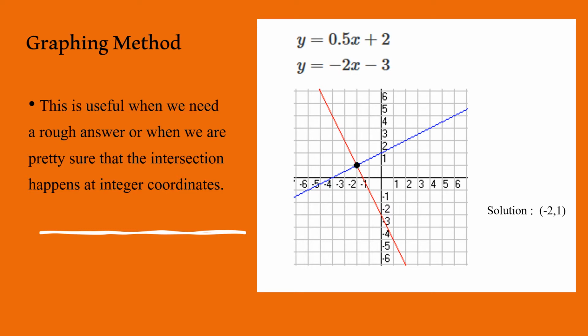So in this case, when we are trying to graph the two equations y equal to 0.5x plus 2 and y is equal to negative 2x minus 3, we have the point of intersection as negative 2, 1. This method will be useful when we know that the point of intersection is approximately going to be an integer, or if we have a graphing calculator to graph it, maybe you can also try to get the point of intersection of the two curves.